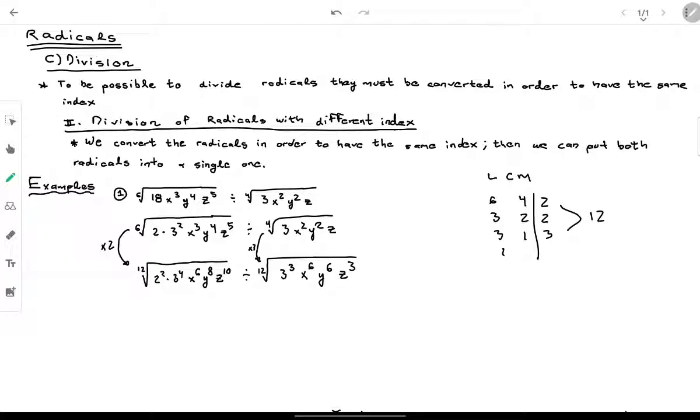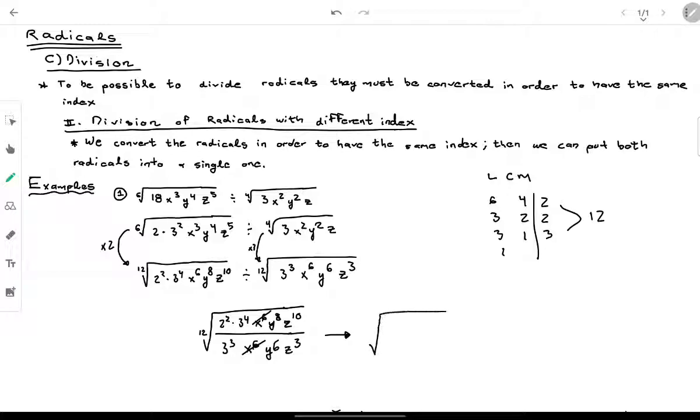So what happens here? We can put it in a single root, 12, and it's going to be on top. I have 2 squared that multiplies 3 to the 4, x to the 6, y to the 8, and c to the 10. On the denominator, we will have 3 cubed, x to the 6, y to the 6, c to the 3. So in this case, what we need to do next is cancel this x to the 6 with this x to the 6.